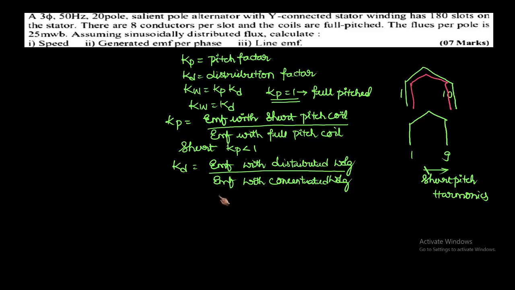The Kd value is equal to 1 for concentrated winding. The Kd value is always less than 1 for distributed winding. That is the basics you require to solve the problem. That's why I wanted to give all these basics, which are very important for solving the problem.